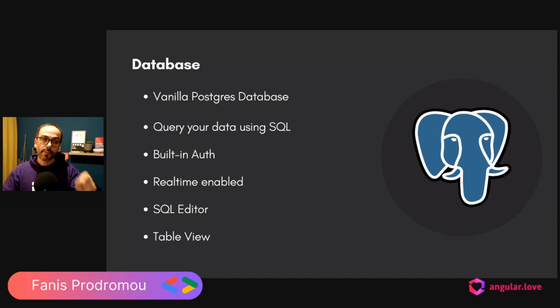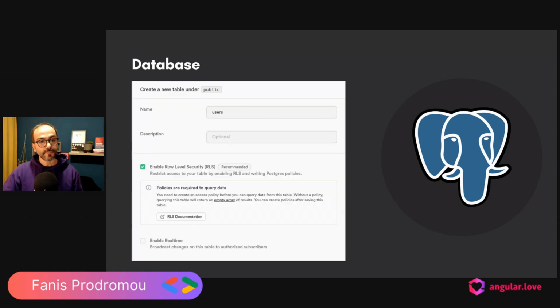And I will give you an example of how to create a table. So this is how the UI looks to create a table. And for this example, I'm creating the table with the name users. We can provide a description, and we simply have here a checkbox to enable row-level security. We will discuss that a bit later.